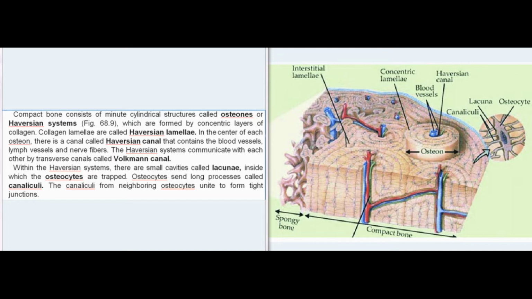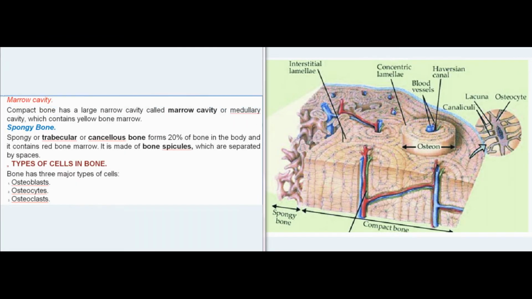Within the Haversian systems, there are small cavities called lacunae, inside which the osteocytes are trapped. Osteocytes send long processes called canaliculi. The canaliculi from neighboring osteocytes unite to form tight junctions. Marrow cavity. Compact bone has a large narrow cavity called marrow cavity or medullary cavity, which contains yellow bone marrow. Spongy bone. Spongy or trabecular or cancellous bone forms 20% of bone in the body and it contains red bone marrow. It is made of bone spicules, which are separated by spaces.